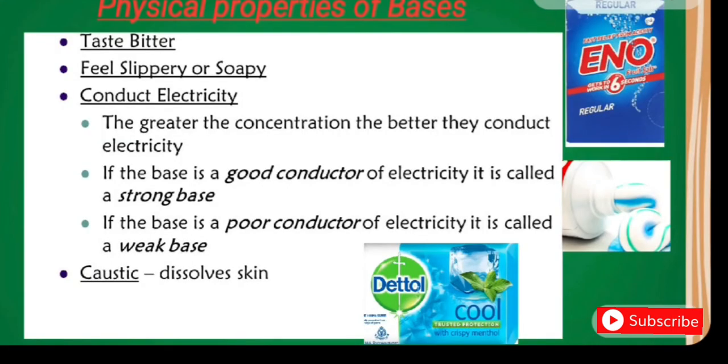Now, let us discuss the physical properties of bases. The taste of base is bitter in nature. Children, how do you remember? Base, that is bitter. Base is bitter, but acid tastes sour.